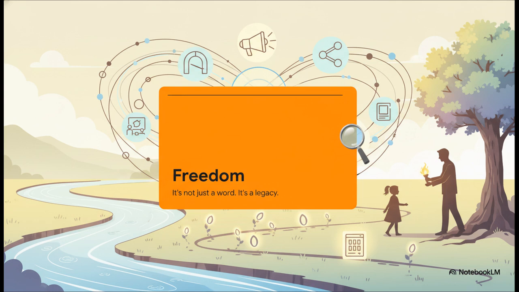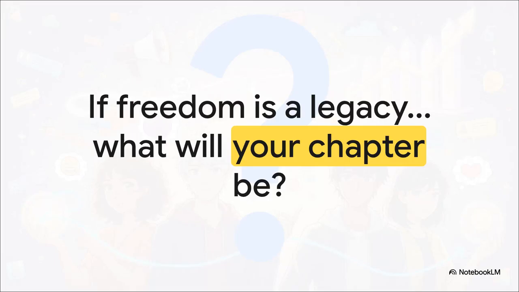By defining freedom as a legacy, the writer ensures that the script leaves a lasting, ongoing impact. It tells you that this isn't just some fleeting emotional hit. It is an inheritance. And like literally any inheritance, it comes with the responsibility of maintenance. Which brings us to the ultimate question this text implies. If freedom is a legacy, what will your chapter be?